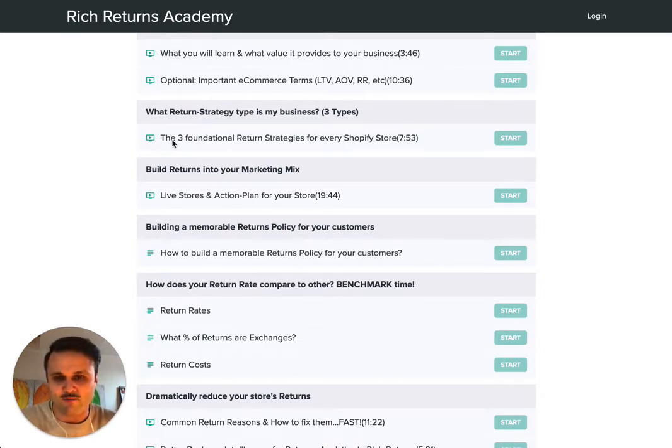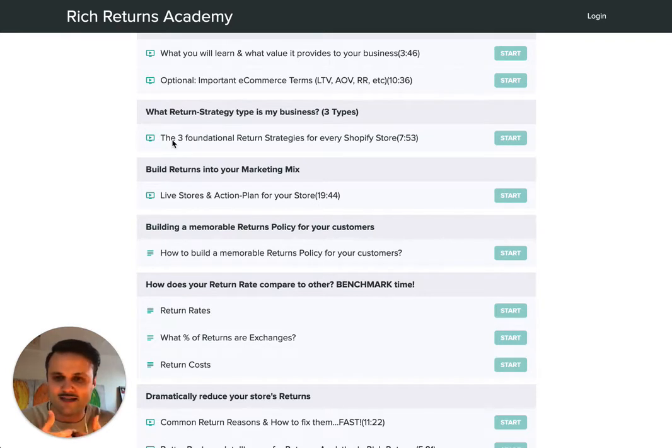This is important because it has an effect on how you see returns. Do you see them as a cost center? Do you see them as a profit center, right? Do you leverage them for more revenue, more repeat revenue from customers, right? And how you're going to integrate this into your marketing mix, right? So there are 3 types, type 1, type 2, type 3.